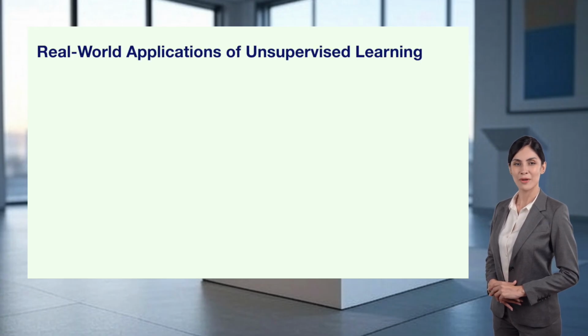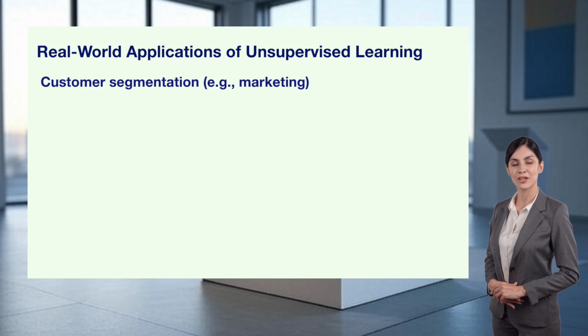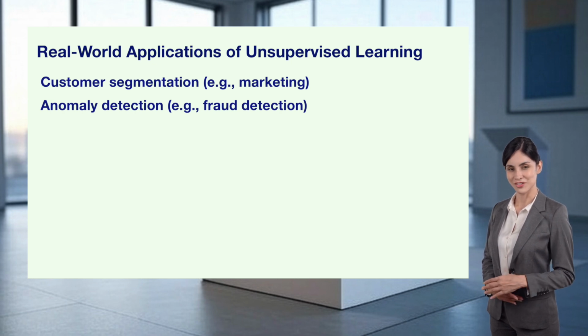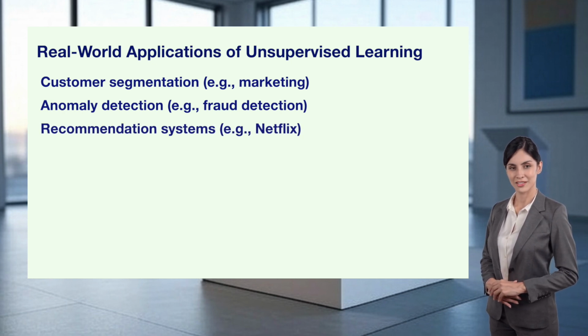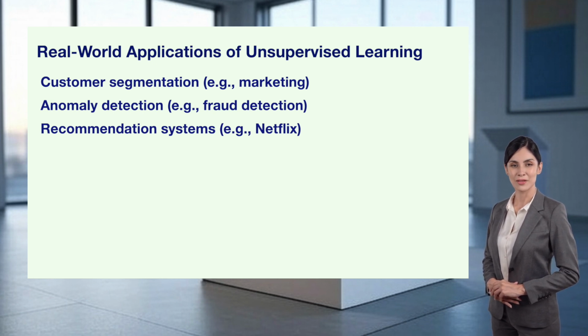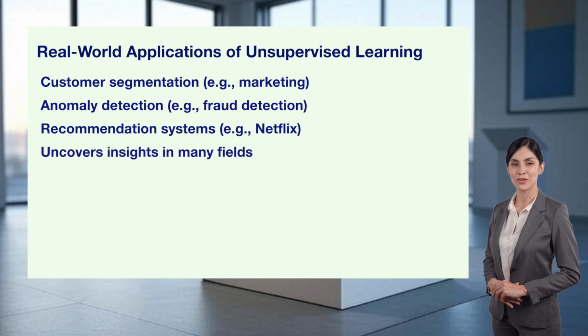Unsupervised learning powers many real-world applications across industries. Customer segmentation in marketing groups people for targeted campaigns, like identifying luxury buyers. Anomaly detection, such as fraud detection in banking, spots unusual patterns like suspicious transactions. Recommendation systems like Netflix suggesting shows use unsupervised learning to find similar content. It uncovers valuable insights in fields from business to entertainment. It's amazing to see how it helps us understand data in new ways.